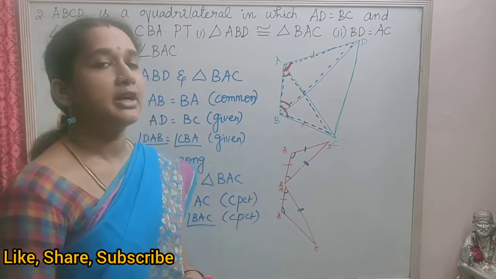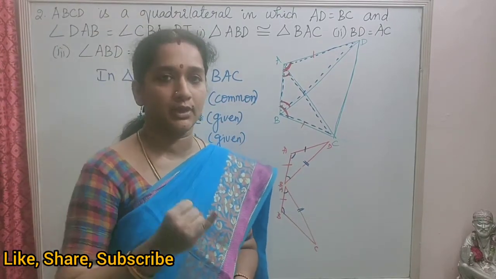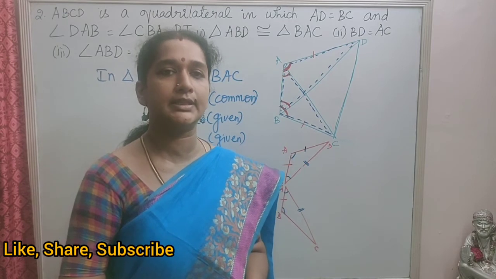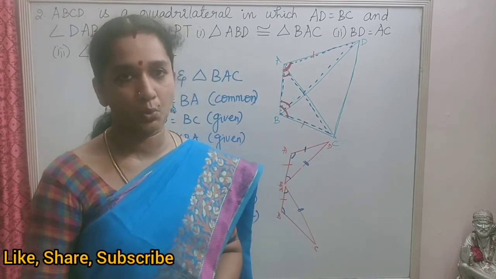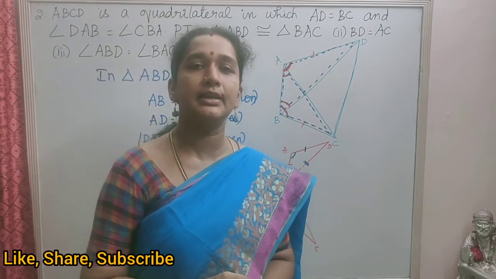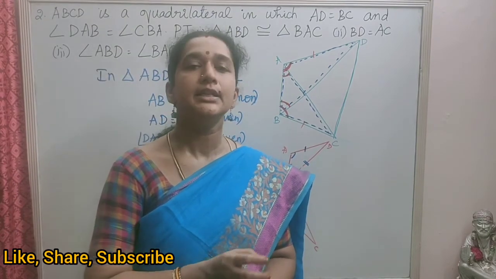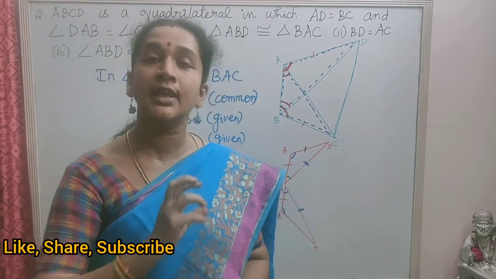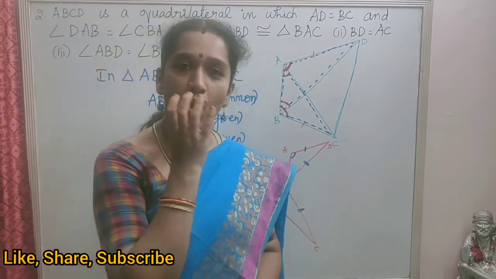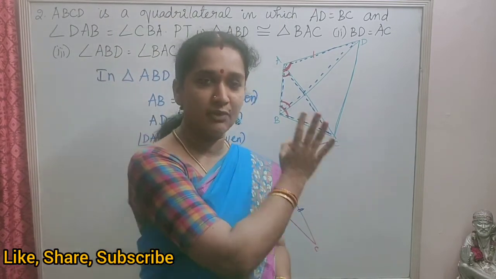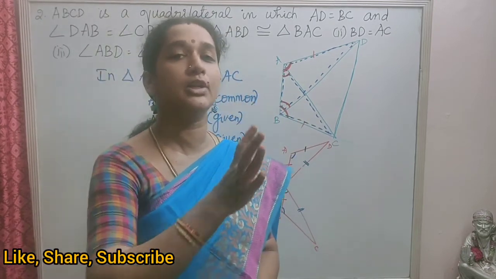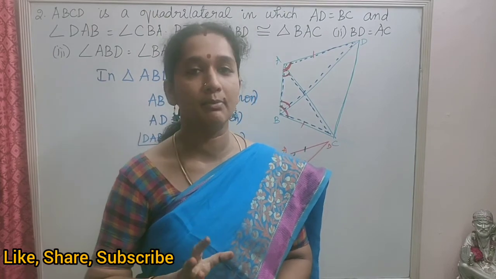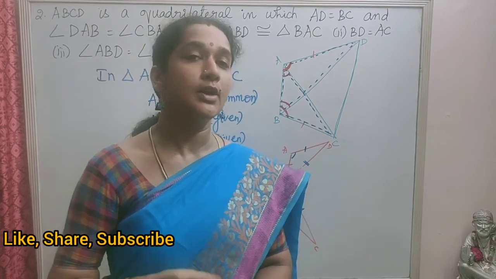So I have completed the proof of a theorem, that is ASA congruency. Then I have done two sums in exercise 7.1 in this class. The remaining sums I will do in the next class. These are all theory based chapters, so whatever is given in the question has to be written properly, then only you will be given full marks for that question. So practice well.